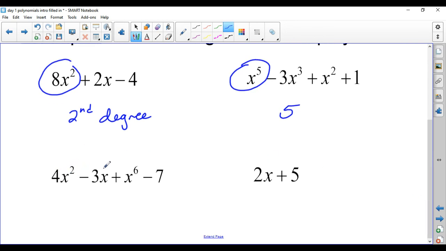Be careful because they're not always written in descending order, so it's not always the first exponent. We have to go find the term with the highest exponent. This is degree 6. And in the last example, 2x plus 5, there's no exponent written here, but again, x is the same as x to the first, so this is degree 1.